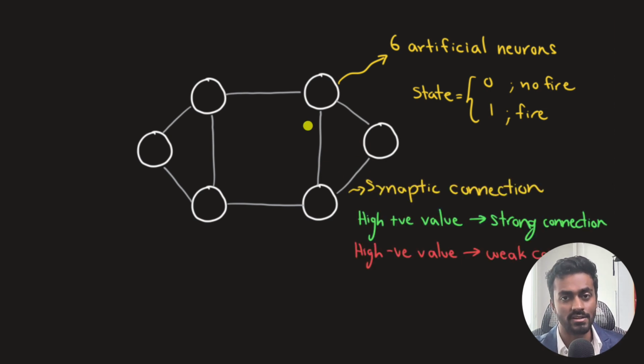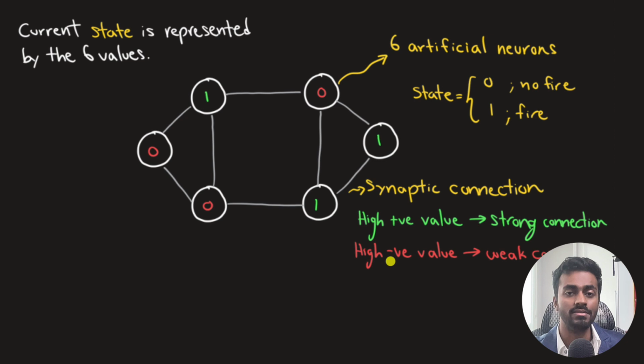Now, these edge weights are going to represent synaptic connections, and each of them is going to have a weight that corresponds to the strength of the synapse. The higher the positive value, the stronger the connection. The lower the value, the weaker the connection. And this is in accordance with Hebbian learning, where neurons that fire together wire together. Now, the overall state of this entire Hopfield network can thus be represented by 6 values: 1, 0, 1, 1, 0, 0, which is basically the states of the individual neurons themselves.